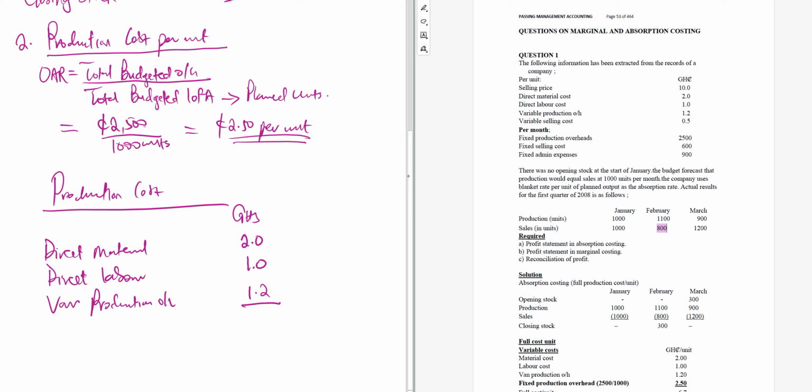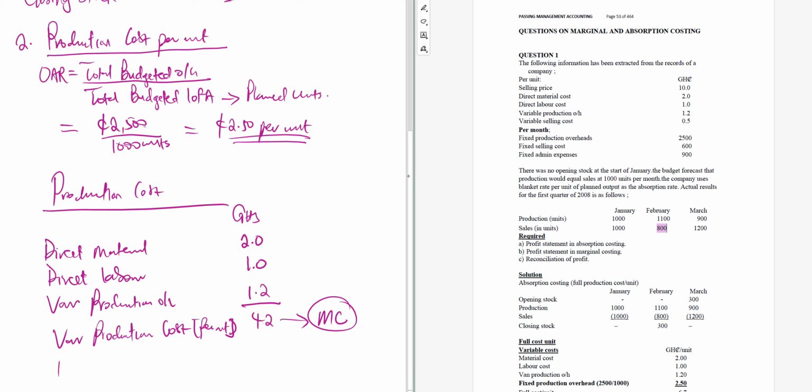When we add up 2 plus 1 plus 1.2, that gives us 4.2. And this 4.2 is the variable production cost, or the marginal cost of production, the variable production cost per unit. This is what we use to value stock in marginal costing.